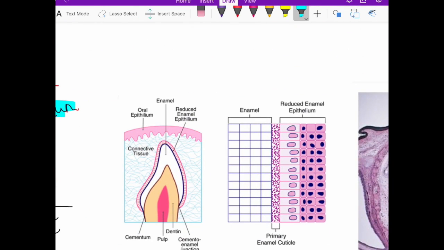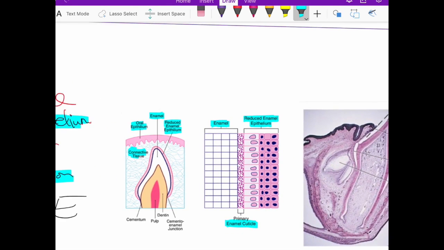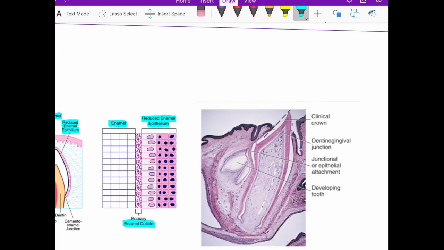As you can see here, we have the oral epithelium outside. After that, we have the connective tissue. After that, we have the reduced enamel epithelium formed by the post-ameloblasts. And then finally, we have the enamel. Here you can see that enamel going outside. We have the primary enamel cuticle that is basically like a basement membrane. And then you have the reduced enamel epithelium, which forms from the post-ameloblasts and is the most outer layer.